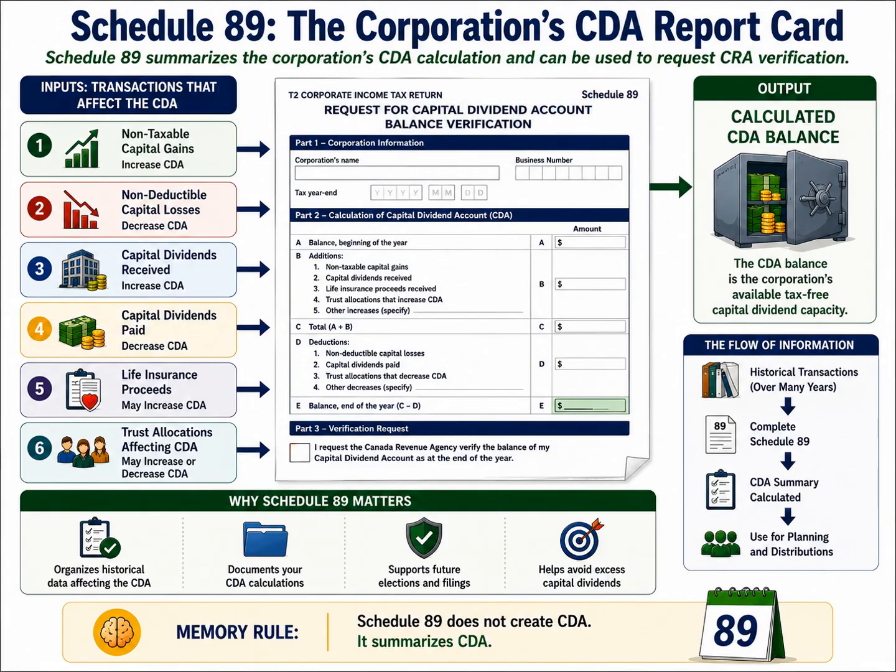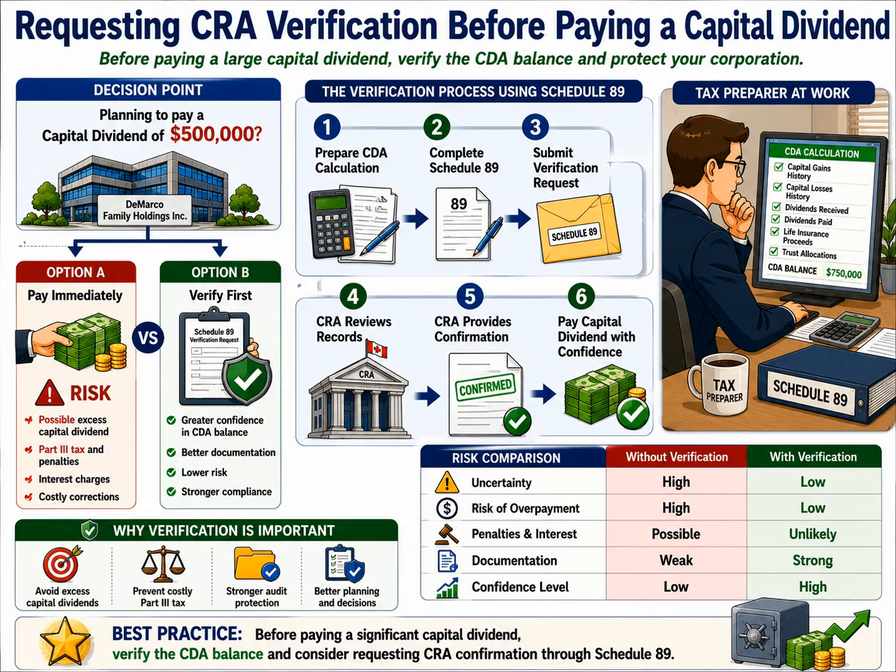In the next slide, we'll see why many practitioners choose to request CRA verification of the CDA balance before paying a significant capital dividend. Now that we've learned how Schedule 89 summarizes the capital dividend account, let's discuss one of its most practical uses: requesting verification of the CDA balance from the Canada Revenue Agency before paying a significant capital dividend. Imagine that a corporation is planning to pay a capital dividend of $500,000.